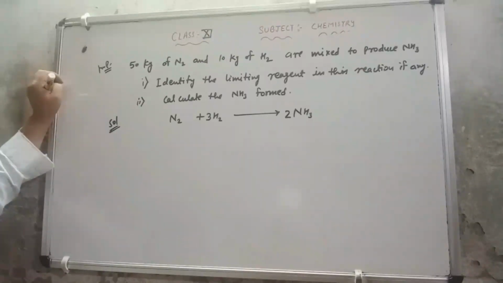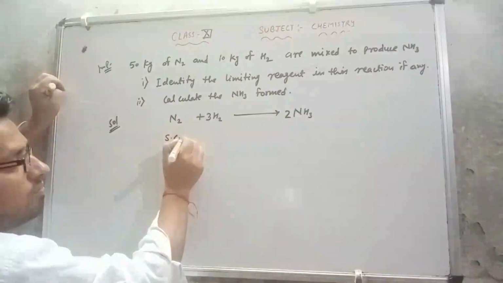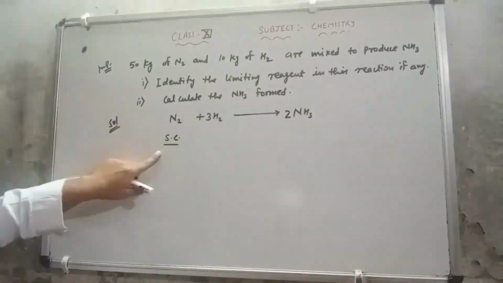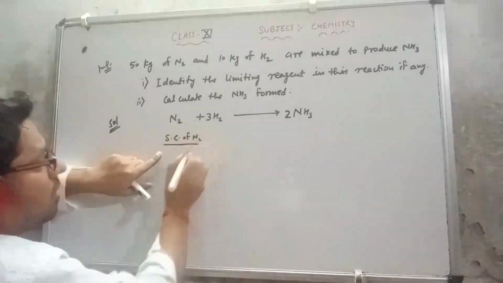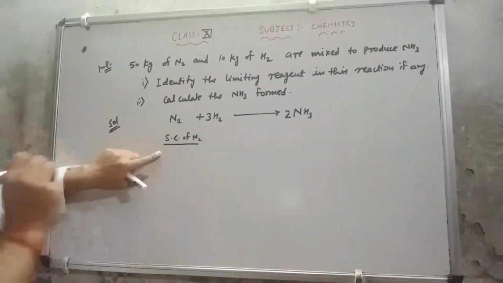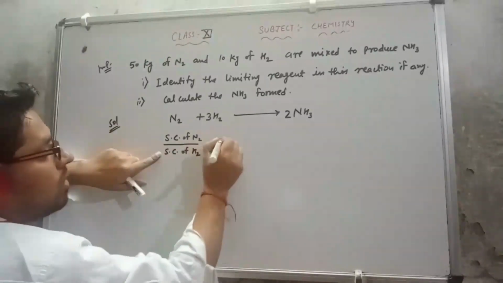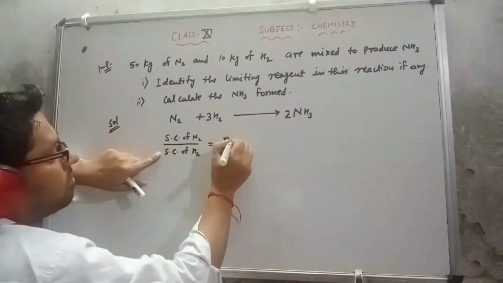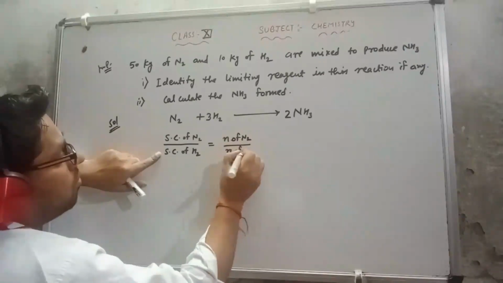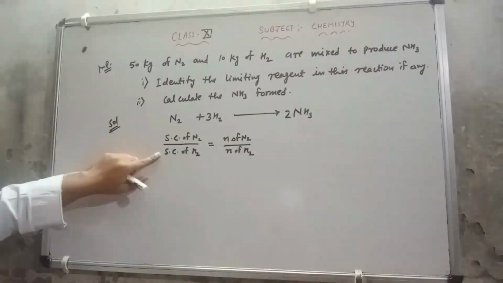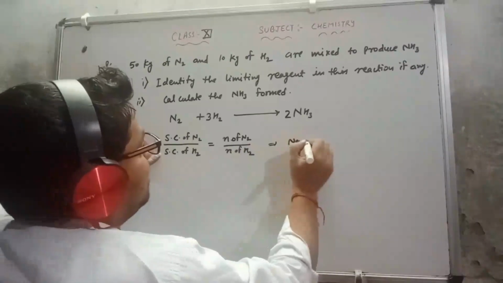If the stoichiometric coefficient of nitrogen upon the stoichiometric coefficient of hydrogen is equal to the number of moles of N2 upon the number of moles of H2, if they are equal, then no limiting reagent is there.